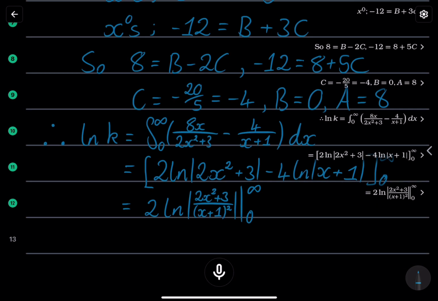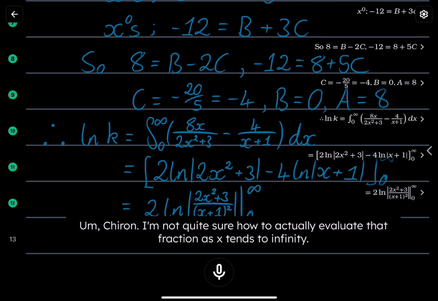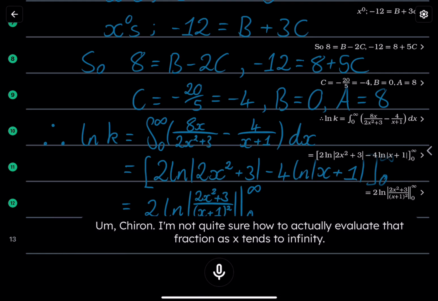By line 12, I've actually been able to integrate the problem, but I don't quite know how to go further. So I'm just going to ask for some help. Chiron, I'm not quite sure how to actually evaluate that fraction as x tends to infinity. And what's important here is Chiron can both talk to us and write on the whiteboard when she wants to get back to us.